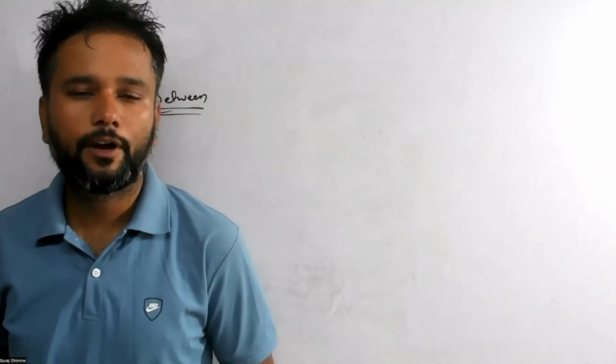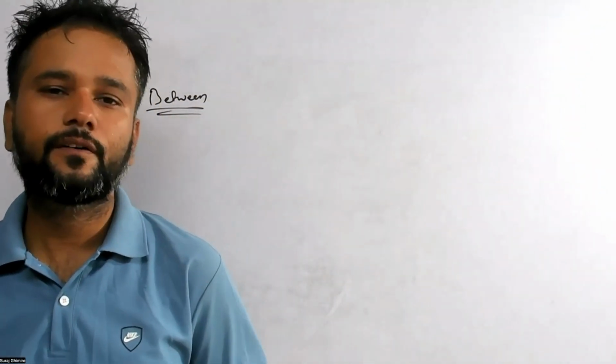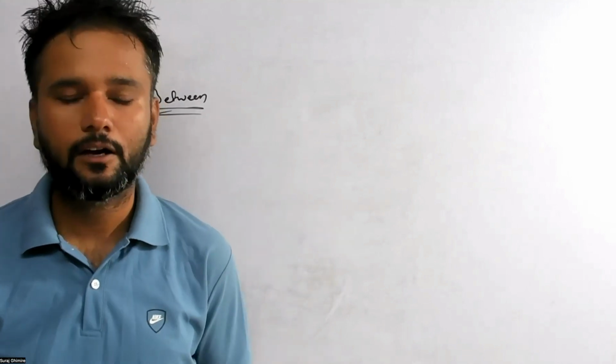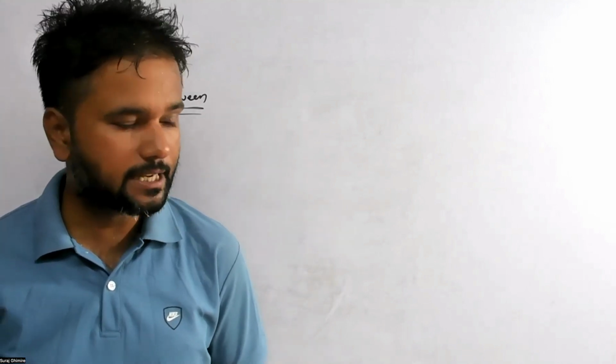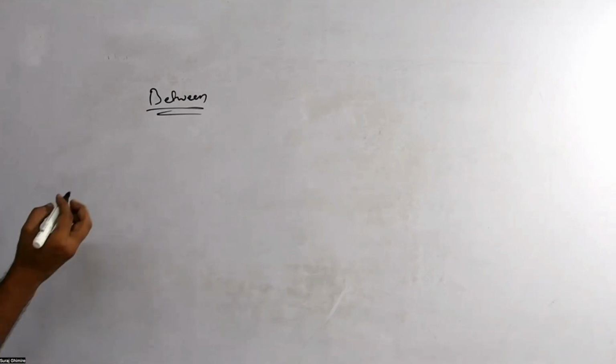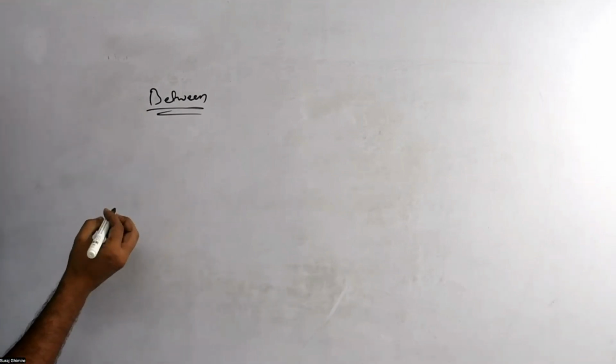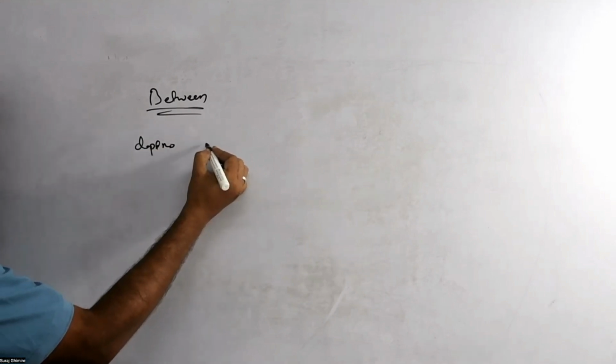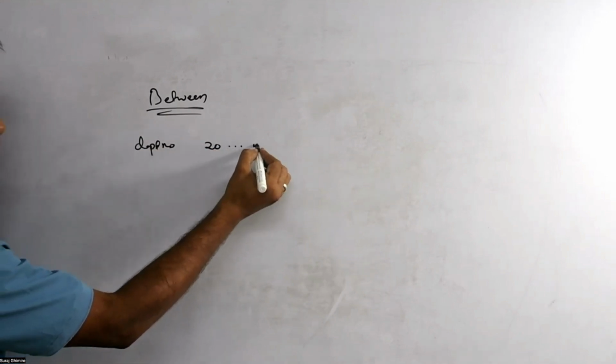Okay. Now BETWEEN is used when you want to check if the value that you are looking for is present within some range. For example, maybe you can say, I want to get the list of all the employees whose department number falls from, let's say, 20 to 40.